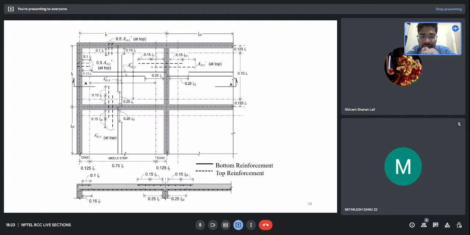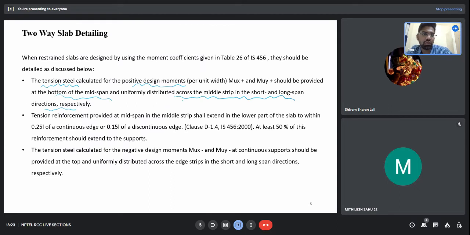It is saying that the tensile reinforcement which we are providing at the mid strip should be uniformly distributed. It is talking about this reinforcement, the black one. The black one is the bottom reinforcement. We provide the bottom reinforcement at the midspan because at the midspan we have positive moment, and positive moment will always have reinforcement at the bottom. So this reinforcement should be provided both for Mux and Muy, and they should be uniformly distributed across the middle strip in the long and the short direction. I hope that was clear.